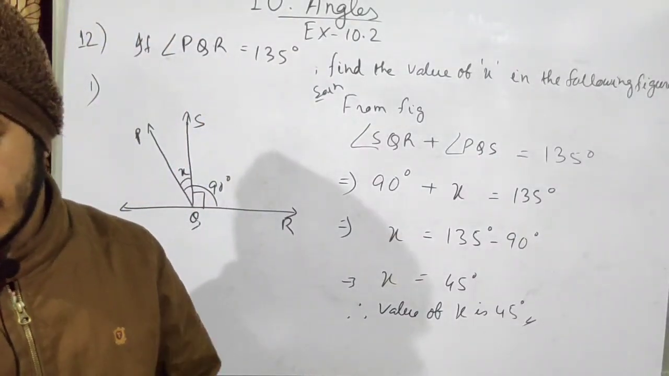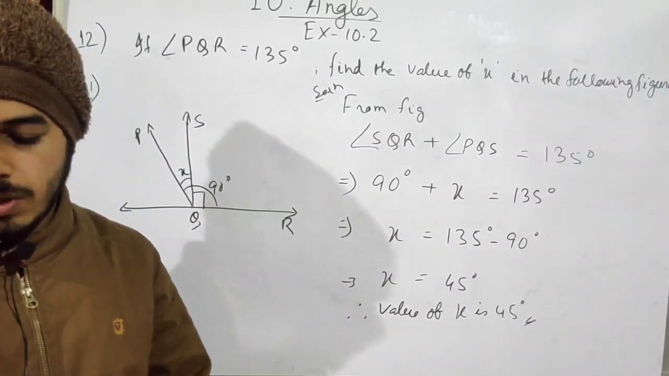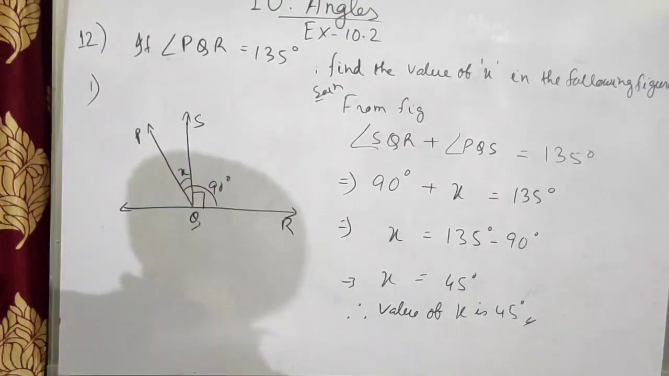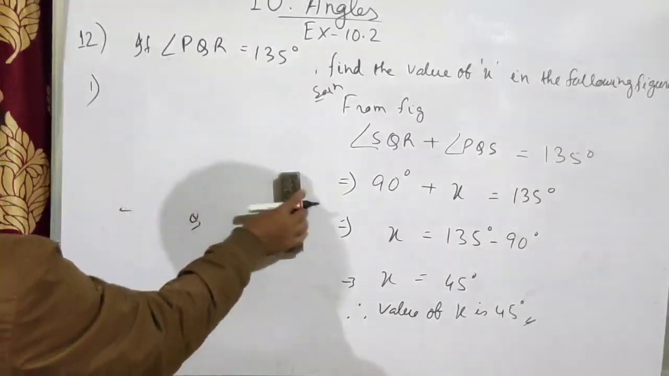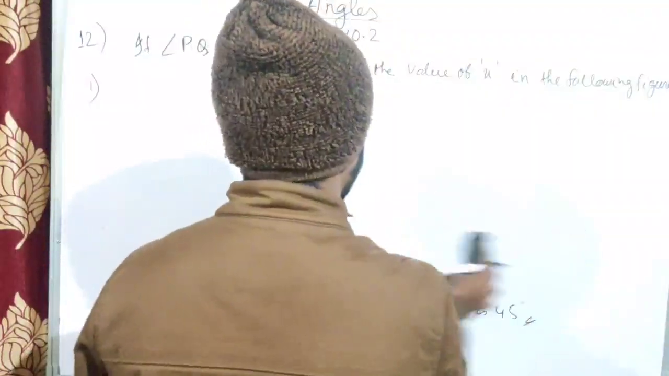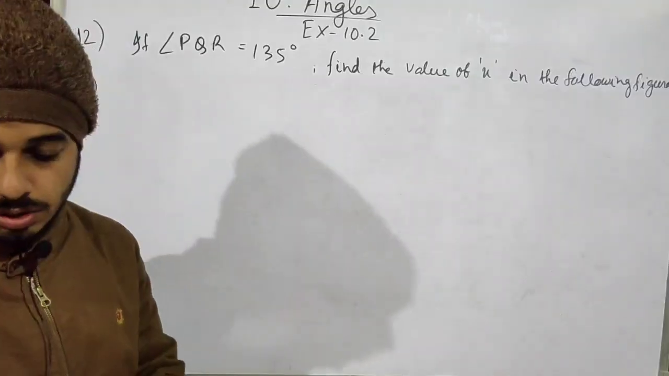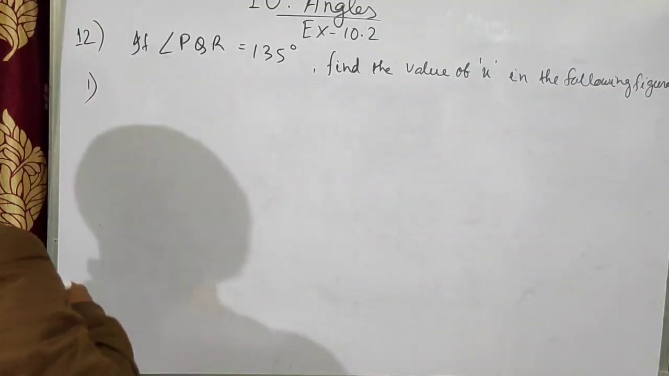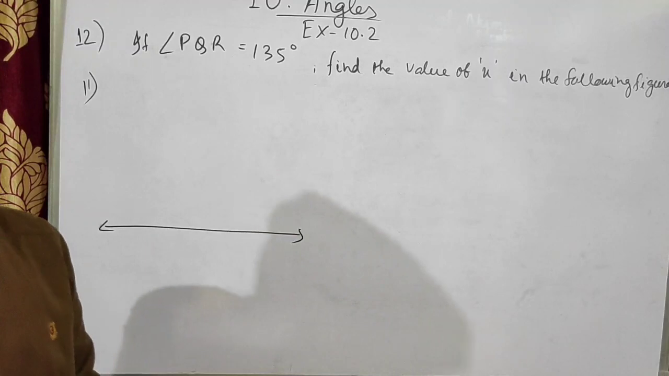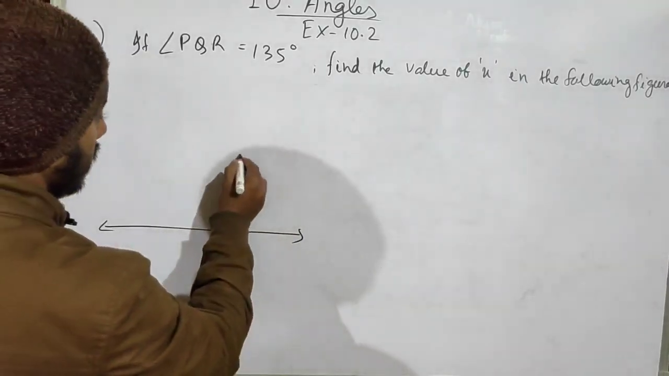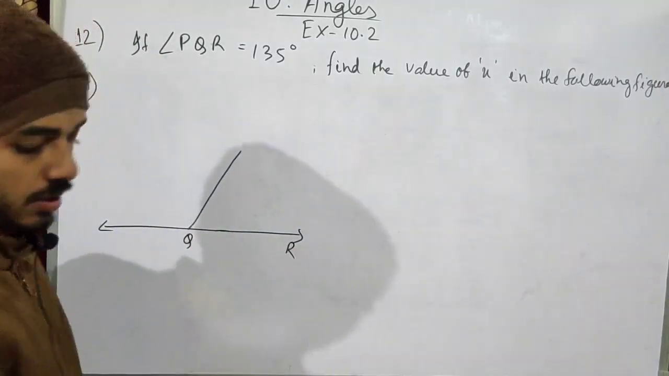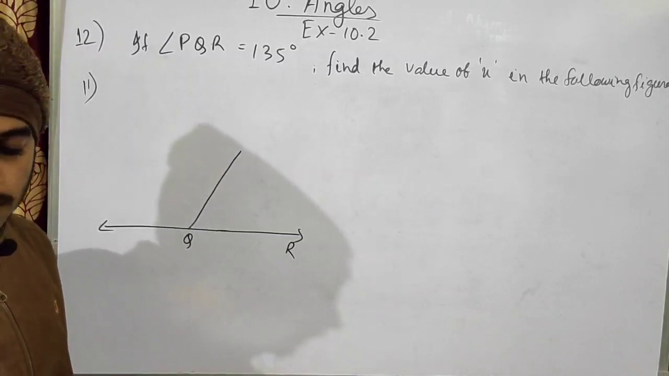So now let us solve one more, and then we'll be completing the chapter. Same questions from number two. Let us draw the figure PQR, and this is number two. First one is line PQ, then QR. This angle is Q, and this is point R, and we have one more ray.